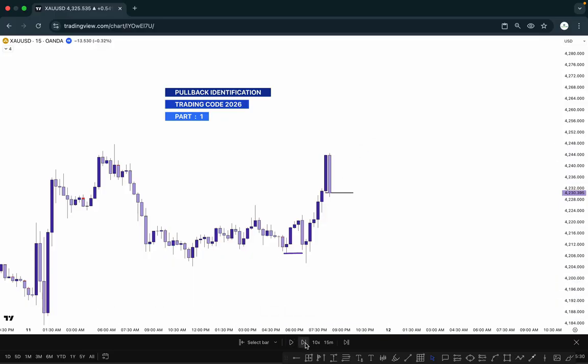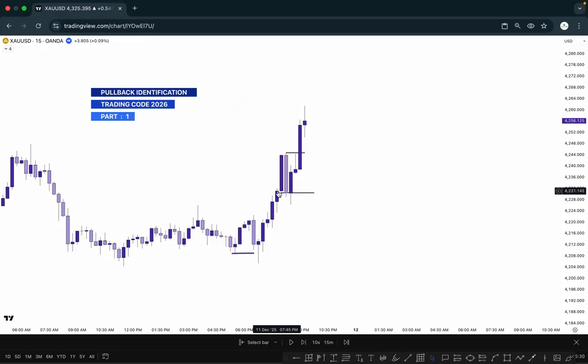Let's see what happens next after this one, and the price is trying to go higher, right? The market breaks this high, so this one is our bullish pullback here, because the market broke the previous candle low here. So this confirms that the market created a valid pullback, right? This one is our valid pullback right here. Let's see what happens next and how price is reacting here. Price again tries to go higher and continues pushing higher.